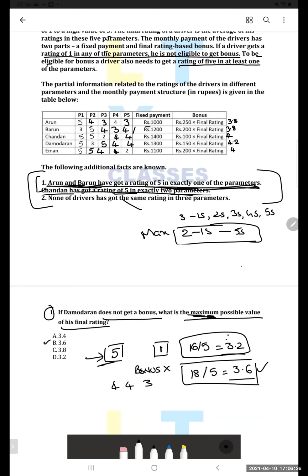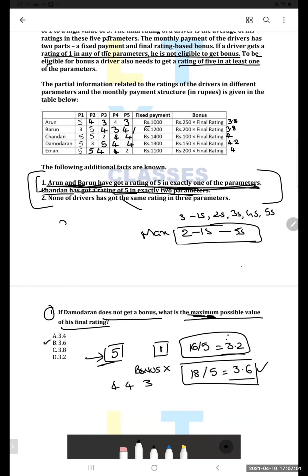Okay, now one of you, other than Sagar, can you just tell me the final payment for each of the drivers? So again, let us calculate this quickly. 3 times 250 is 750, right guys? 0.8 times 250. 1 times 250 is 250. 0.2 times 250 is 50. So 250 minus 50 is 200.